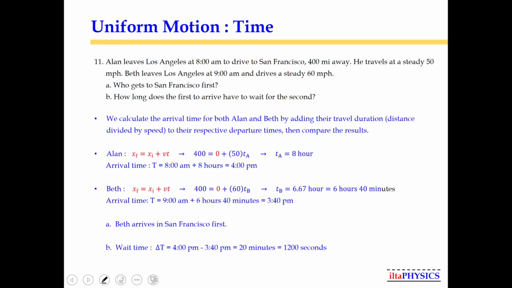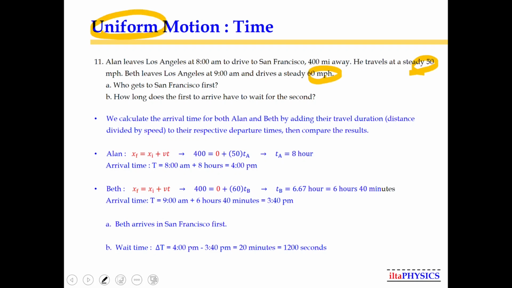Question 11 asks who arrives first and by how much, when Alan and Beth leave for San Francisco, which is 400 miles away, at different starting times and different speeds. Since both people moved at a constant speed, this is a simple uniform motion problem.